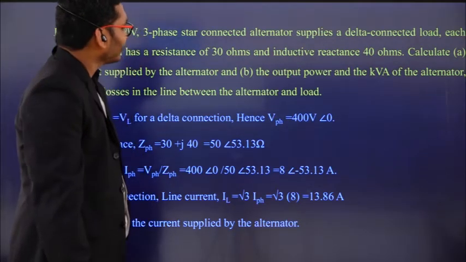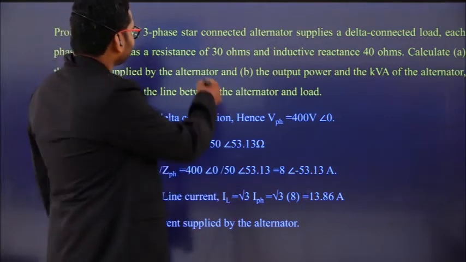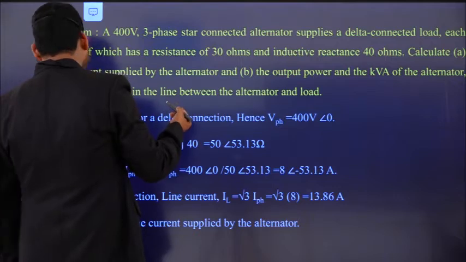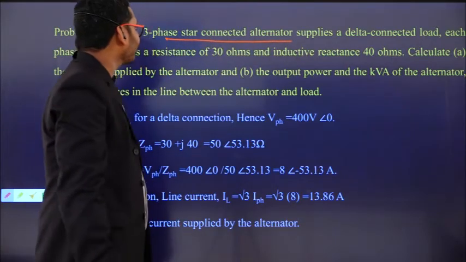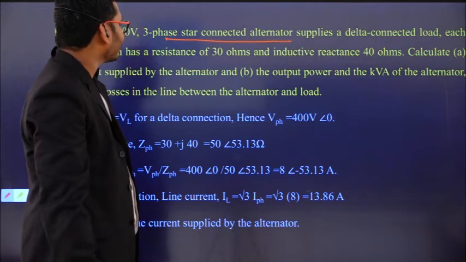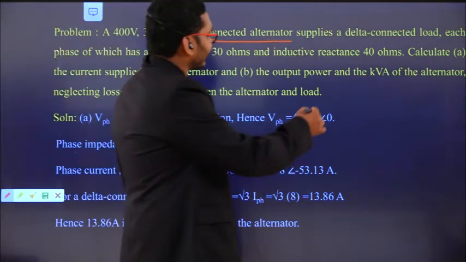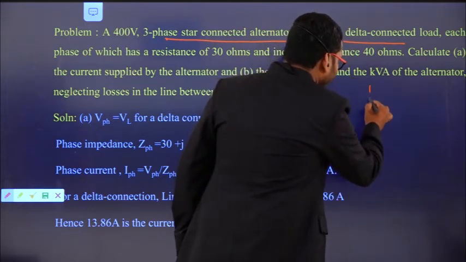So what is the connection here? The supply is a three-phase star-connected alternator. Alternator means generator, so the generator means the supply side. The supply is star connected but the load is delta connected. It means the problem is just like this.